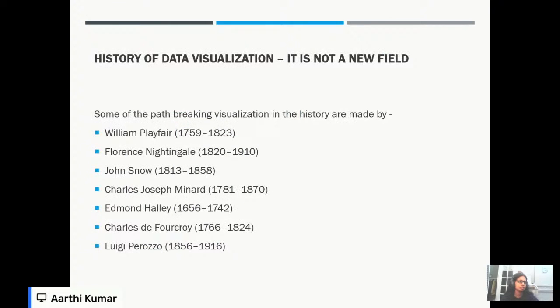Data visualization is not a new field. It's been around for a long time. Some of the historians who have used data visualization range from 1600 onwards. So I have two things I wanted to show you so you understand.